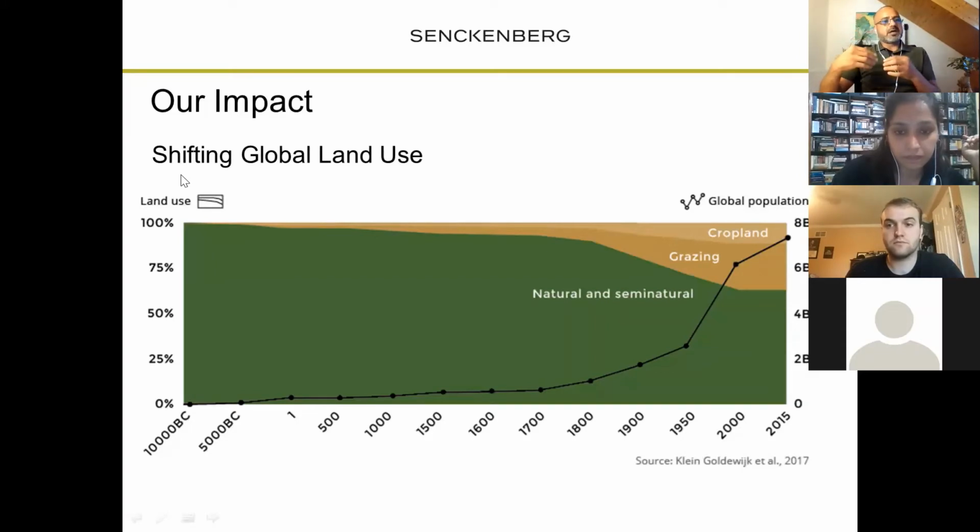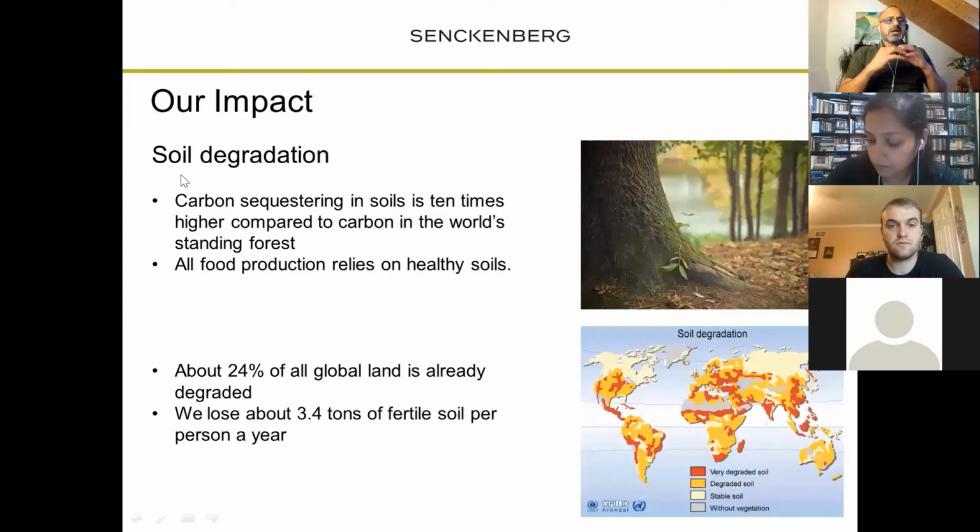And as human population is increasing, we're reducing the natural and semi-natural ecosystems, and we are replacing them with grazing because we need more meat, and we are introducing more croplands because we need more staple crops like wheat, barley, and other grains. And all that intensified agriculture and pasture grazing practices are basically degrading our soils.